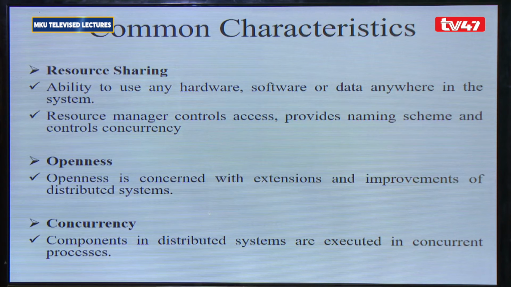So what are some of the common characteristics of a distributed system? For you to say this looks like a distributed system, these are some of the characteristics. The first one is resource sharing. The ability to use hardware, software or data anywhere in the system makes a system qualify as a distributed system. Why? Because the resource manager controls access, provides a naming scheme, and controls concurrency.